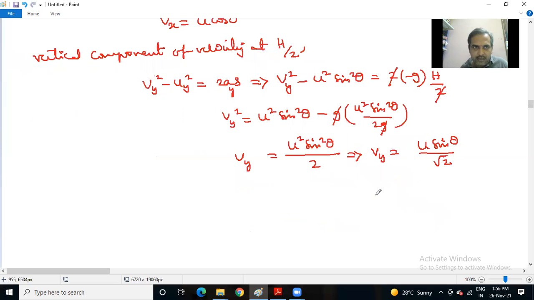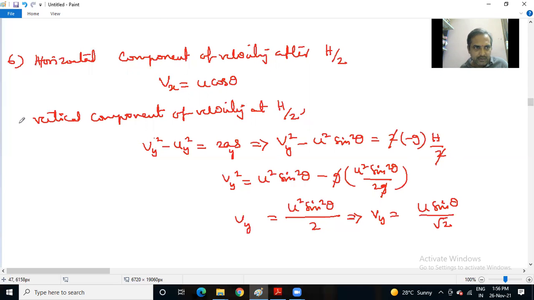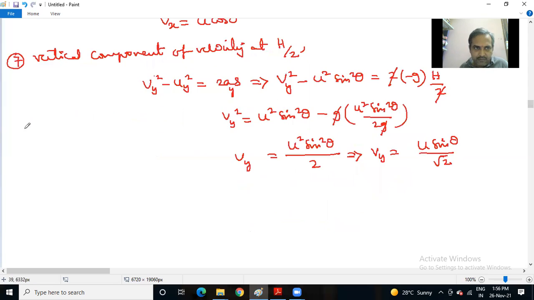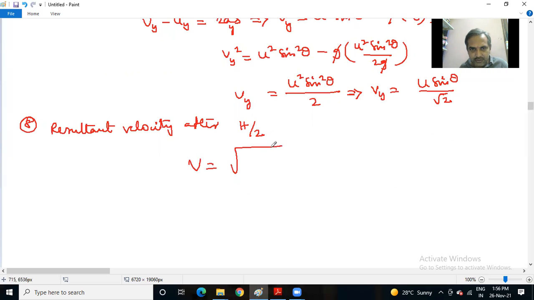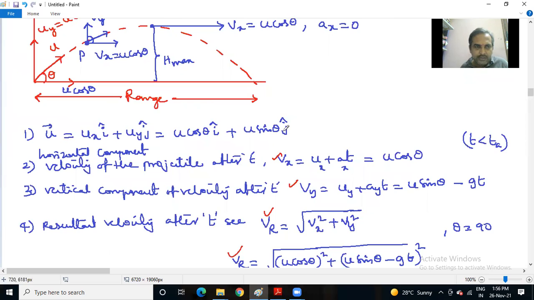Now let us proceed to the 8th point, resultant velocity after half of the maximum height. So v is equal to, once again, root of Vx square plus Vy square. So you can consider this the point of roughly half of the maximum height.